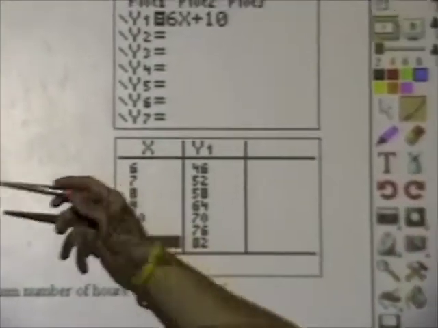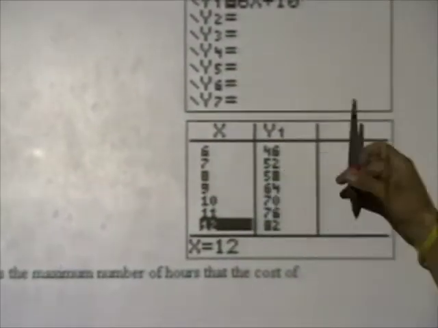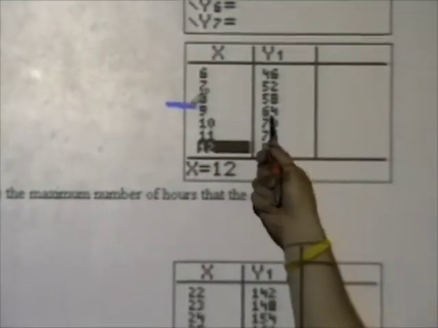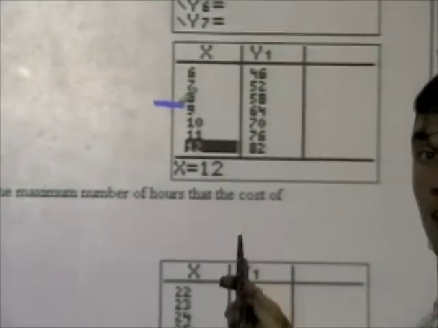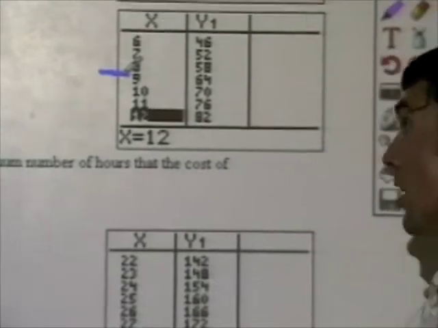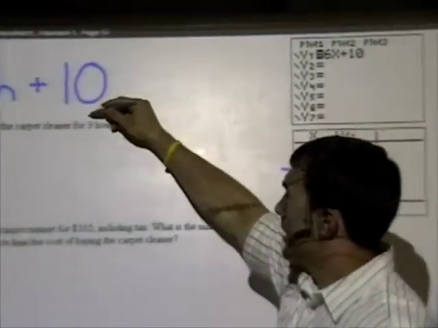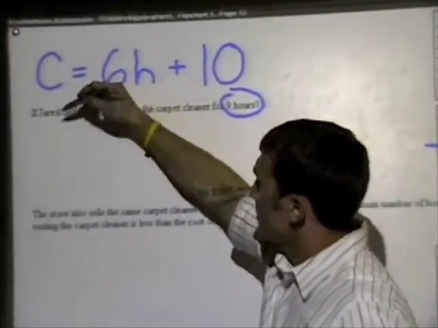Well, 9 hours is here, and I see that the y value is 64. So he only has 60. So can he? No. That was simple. All I did was type in an equation and go to the table and find out what the information was. 9 hours, and it wasn't 60. Okay.